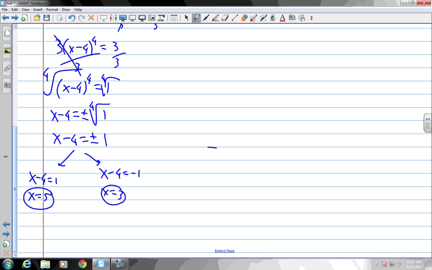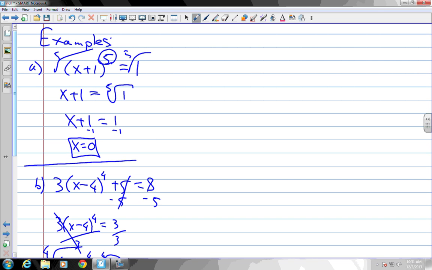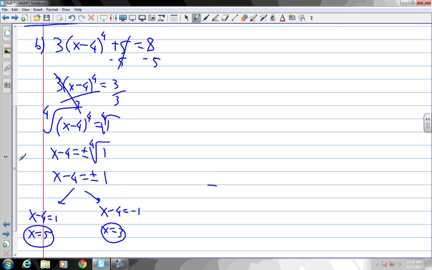So that's not much different from what we've been doing earlier, just the higher power. So you use the higher radical. Just the one thing you need to remember: if you operate with an odd radical, you do not need plus or minus. When you operate with even radicals, you do need plus or minus. Questions on this?